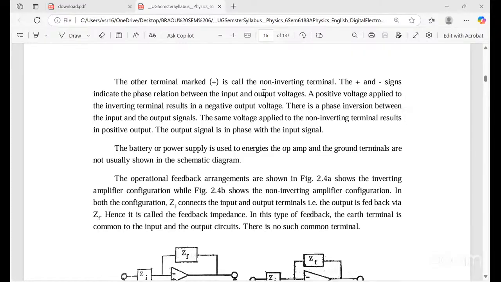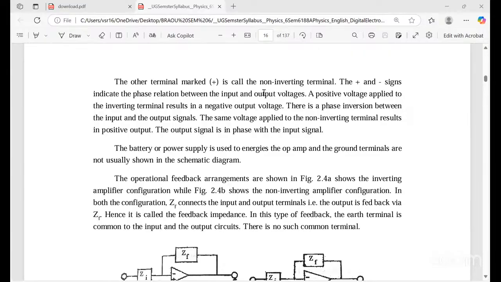The plus and minus signs indicate the phase relation between input and output voltage. Whenever a positive voltage is applied to the inverting terminal, it results in a negative output. There is a phase inversion between input and output signals. The same voltage applied to the non-inverting terminal results in a positive output.